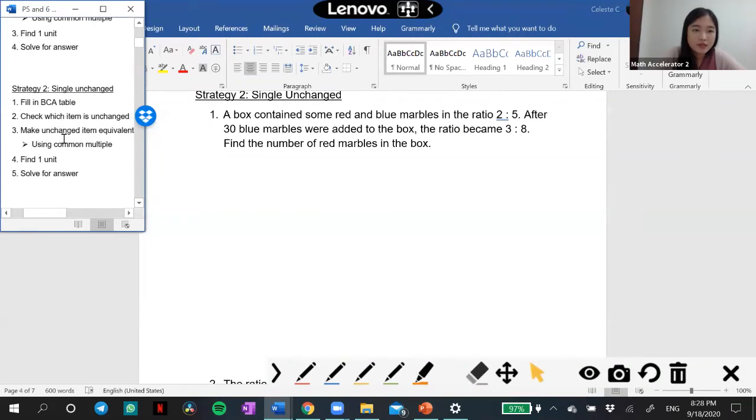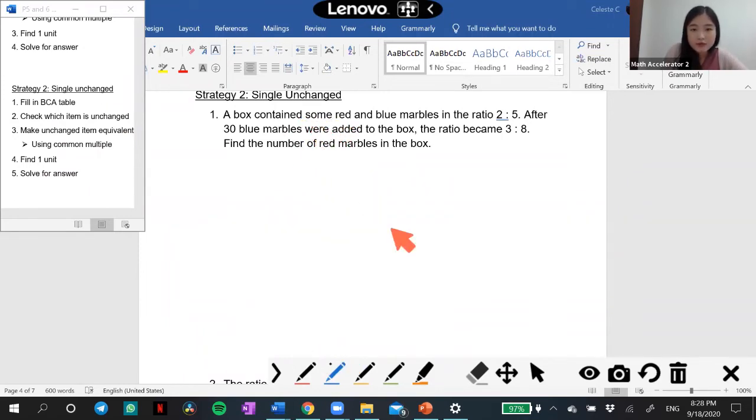So fill in the BCA table, right? Those of you who were from my class, you should know what BCA is. If you don't, then I'll explain it to you. Number 2, check which item is unchanged. And then make the unchanged item equivalent using common multiple. And then lastly, find one unit and solve for the answer. Good, Haziq. Before, change, after, that's the BCA.